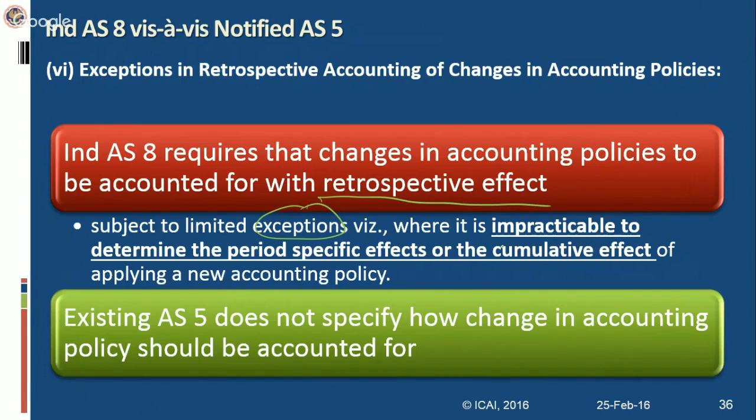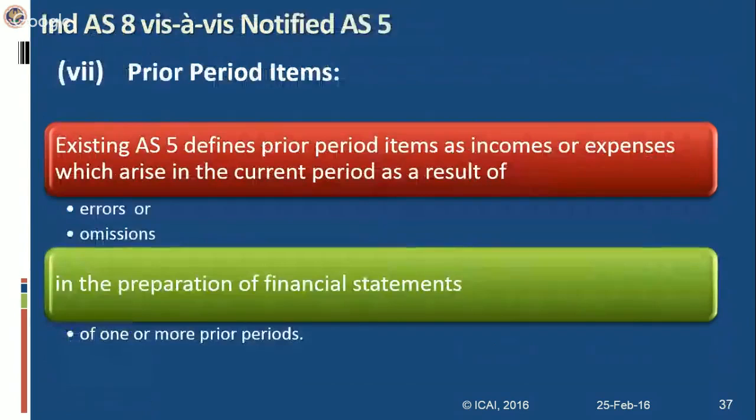Some exceptions are there where it is impracticable to determine the period-specific effects or the cumulative effect of applying a new accounting policy. Cumulative effect, I think everybody knows. Cumulative means the complete effect, the total, the aggregate, the combined effect of applying that particular policy. However, existing AS 5 does not give any such guidance.